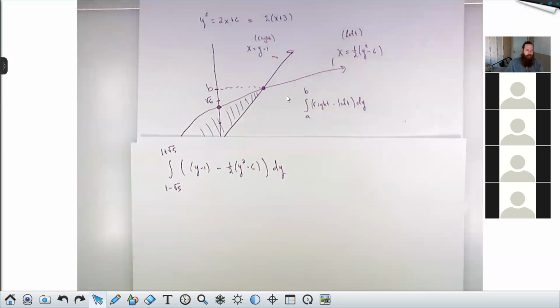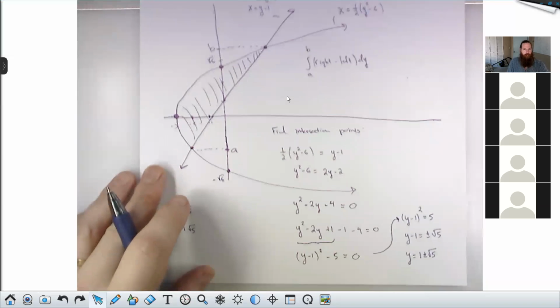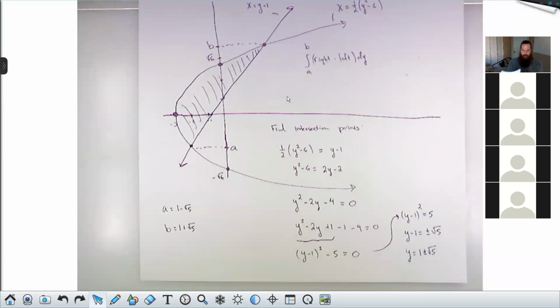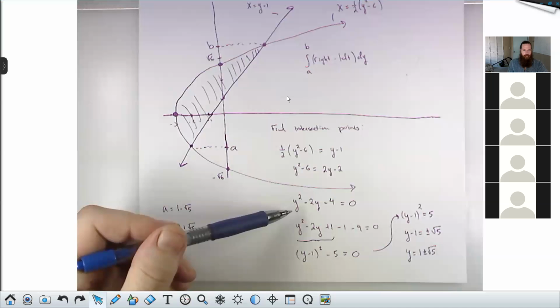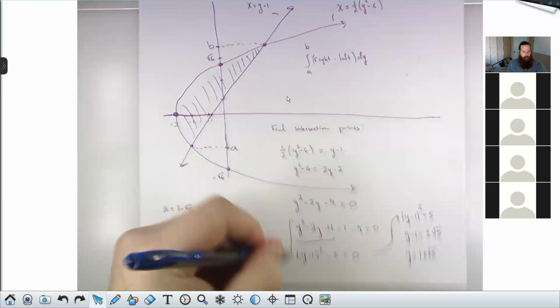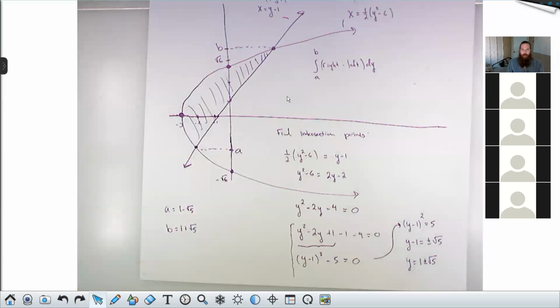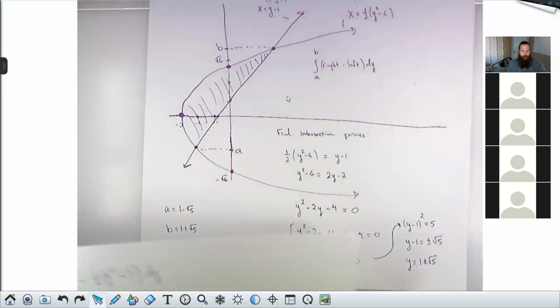Does everybody see where everything is coming from here? Those intersection points ended up being a little nastier than we would have liked. When you get to this step, you could also use the quadratic formula. I chose to complete the square to solve that equation, so these steps might look a little foreign unless you remember completing the square. But you could also use the quadratic formula. Questions on where these bounds came from?